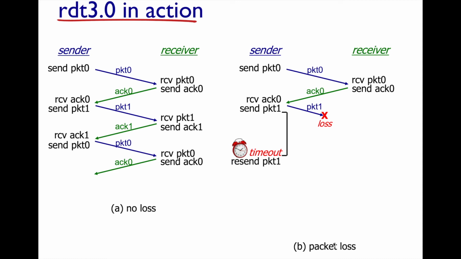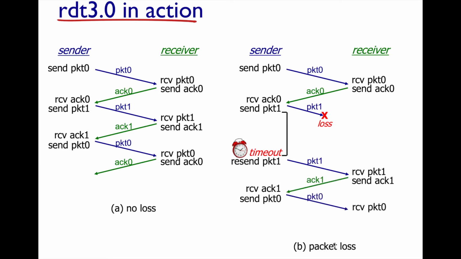So the sender, once that timer expires, it resends that buffered packet 1, and that buffered packet 1 makes its way to the receiver, which then, in response to getting that packet 1, sends back ACK 1. Sender now gets back ACK 1. It proceeds forward to send packet 0 using RDT send from above. Okay, any questions about this?